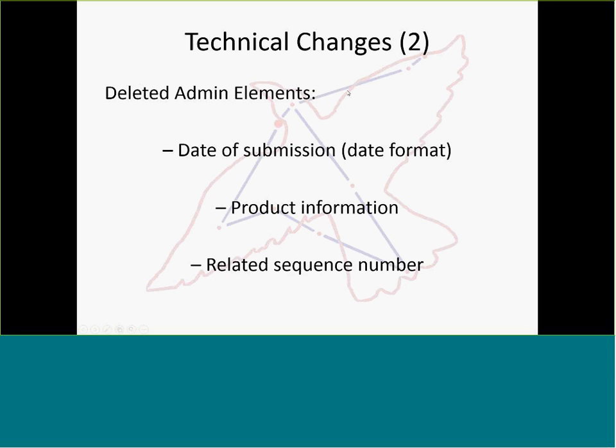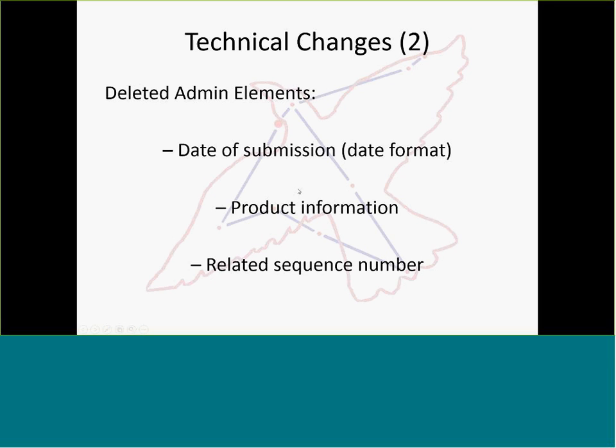Deleted admin elements. This is the envelope portion of the Module 1. We have the date of submission. This has been replaced with a different format, or deleted completely because it's found to not be useful. The date is now derived from when the submission arrives in the gateway receipt rather than what you type in.